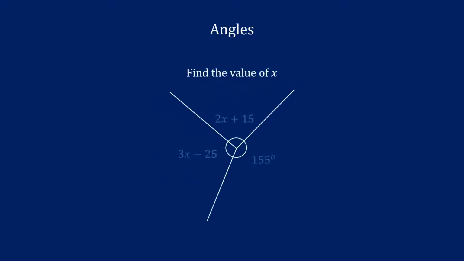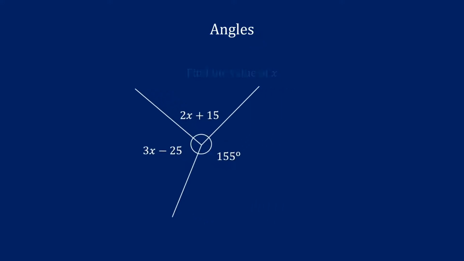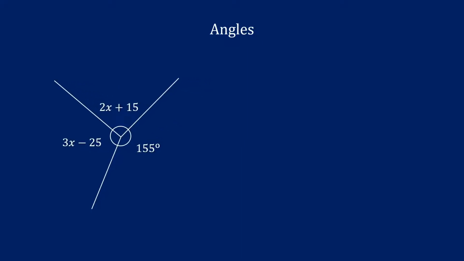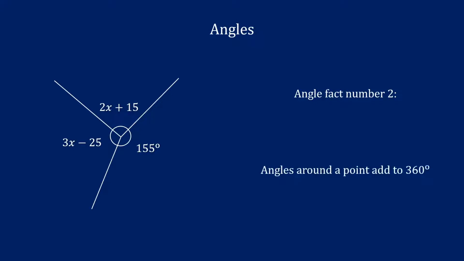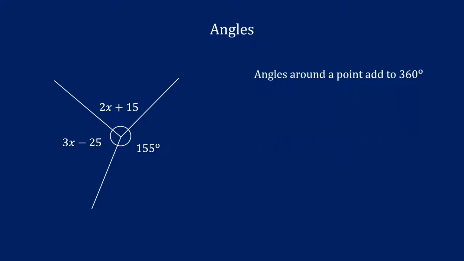What about now? Look at this. Find the value of x and I have these weird angles. I can't use angles on a straight line anymore, so what should I do? I'm going to need another angle fact. So let's go for angle fact number 2. Angles around a point add to 360. So it's going to be almost the same as before. The only thing that they add to is going to change.